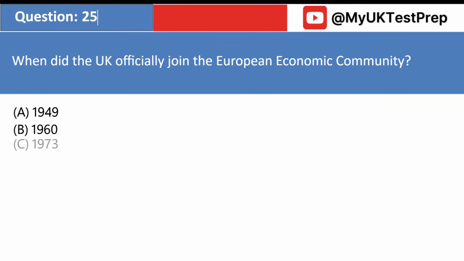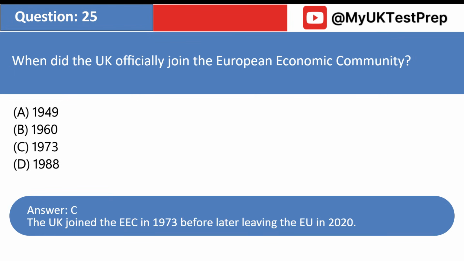When did the UK officially join the European Economic Community? A. 1949. B. 1960. C. 1973. D. 1988. Answer, C. The UK joined the EEC in 1973 before later leaving the EU in 2020.